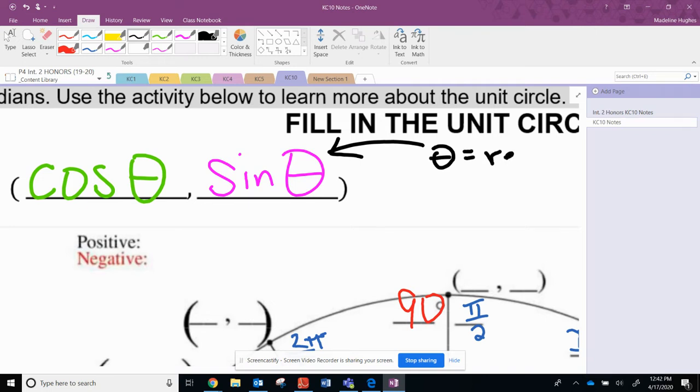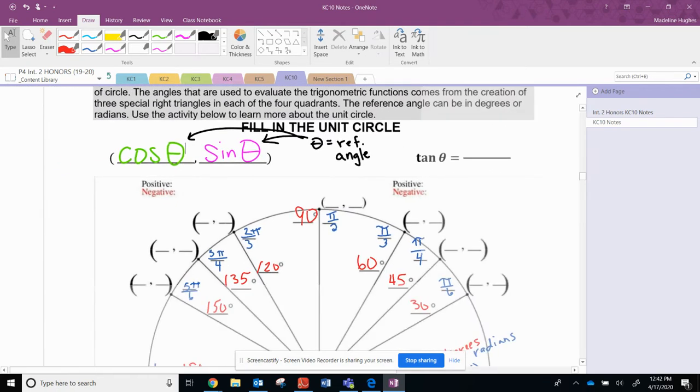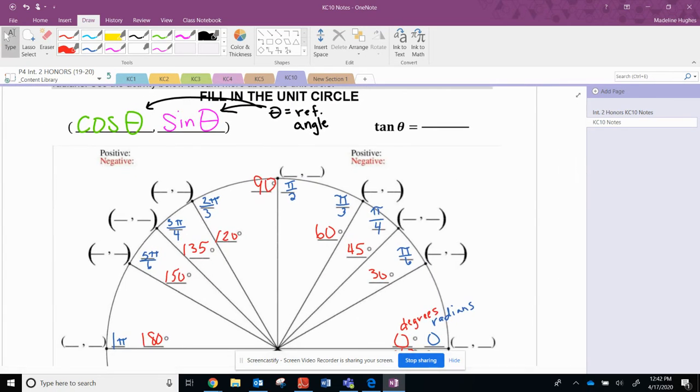Theta always stands for the reference angle. So my theta equals the reference angle, and this theta stands for that as well. So you will have to find the reference angles for certain degrees and use that to find the sine and cosine, which is why we went over that earlier last week. All right, so let's start with just the first quadrant.